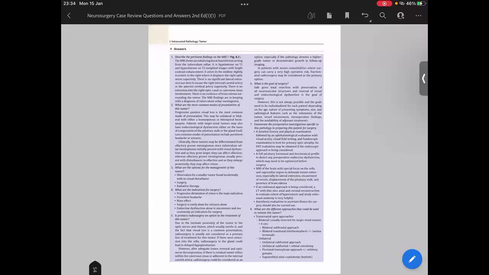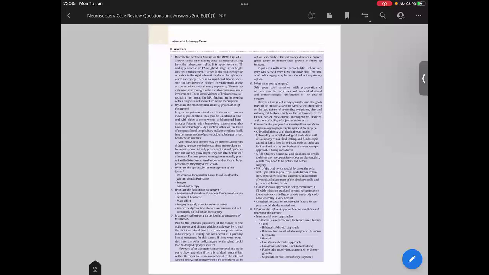What are the indications for surgery? Progressive diminution of visual loss is the main indication for surgery. Other indications are persistent headache, mass effect, and surgery is rarely done in case of seizures alone, and endocrine dysfunction alone is uncommon and not a common indication for surgery.